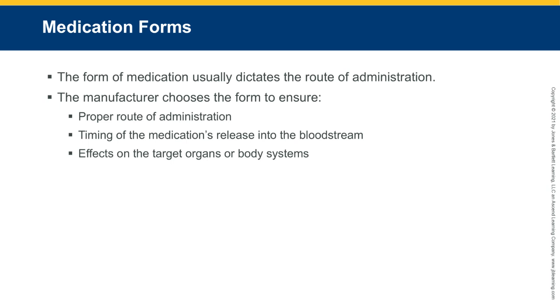The form of a medication plays a crucial role in determining how it is administered, absorbed, and how quickly it takes effect. Medications are available in several forms, including tablets, capsules, solutions, suspensions, inhalers, gels, topical applications, and transdermal patches. Each form is designed to optimize effectiveness while ensuring patient safety. Manufacturers select the form based on factors like the desired onset of action, the medication's stability, and how it interacts with the body. As an EMT, understanding these different forms will help you make informed decisions when administering or assisting with medication delivery in the field.